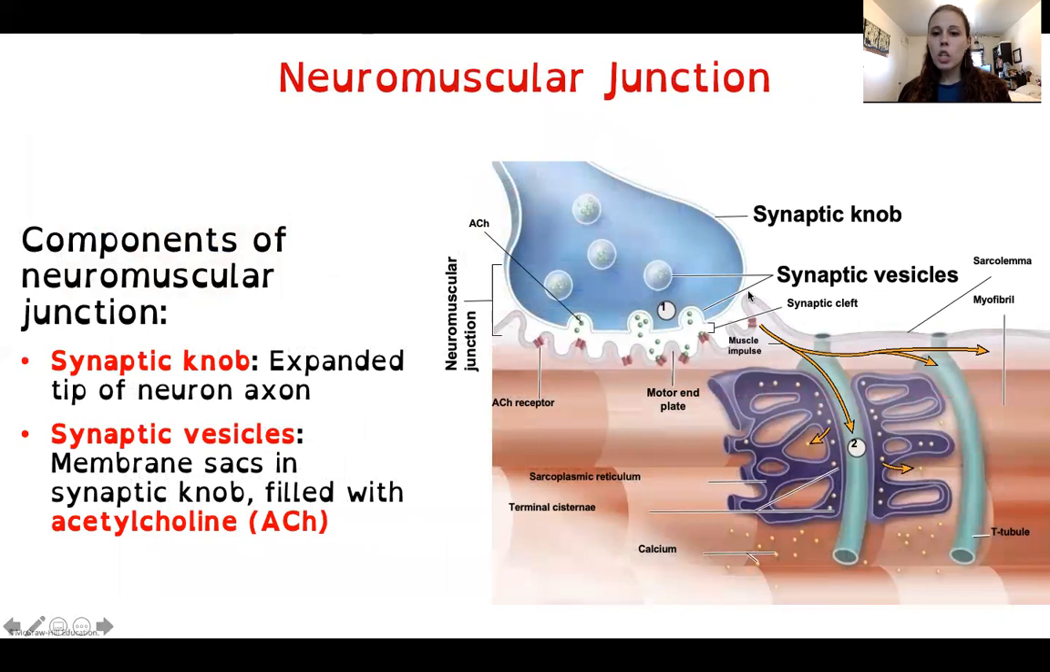In the neuromuscular junction, we have a synaptic knob, which is the expanded tip of the axon of this motor neuron. Within the synaptic knob, we have synaptic vesicles. That's similar to what we've seen before. These synaptic vesicles contain a neurotransmitter, which is just one kind for these motor neurons that are controlling skeletal muscles. This neurotransmitter is called acetylcholine, ACh. So the neurotransmitter used by somatic motor neurons that innervate skeletal muscle is always just one type, and it's called acetylcholine.